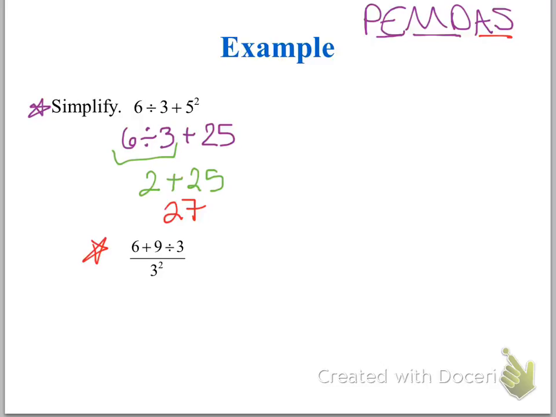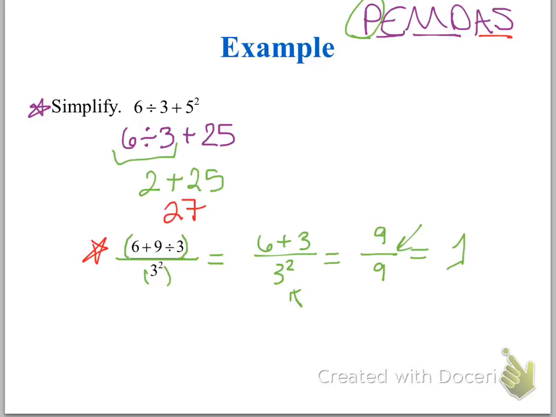Alright, so if you know this, we are starting with parentheses here, and this fraction bar means that everything on top has to be solved before I can divide it by what's on the bottom. So I need to simplify that first. I'm following PEMDAS still, so multiplication and division will come first. So this is 6 plus 3 divided by 3 squared. 6 plus 3 is 9. I need to also simplify whatever's on the bottom before I can do the division. So 3 squared is 9. Now I can do the division. 9 divided by 9 is 1.